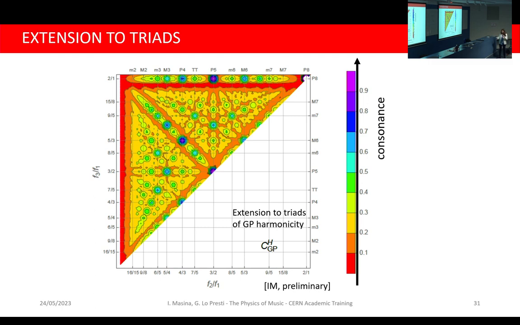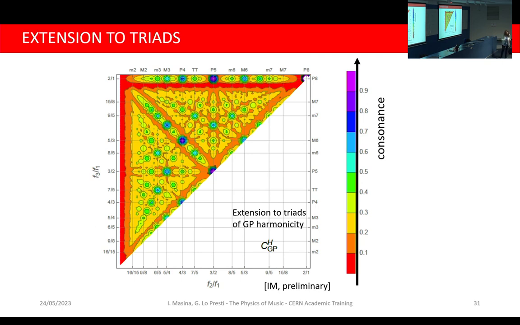So that's why you have these sort of Gaussianized peaks, as for the case of dyads. Has an empirical measurement similar to what you did for dyads been done for triads as well?